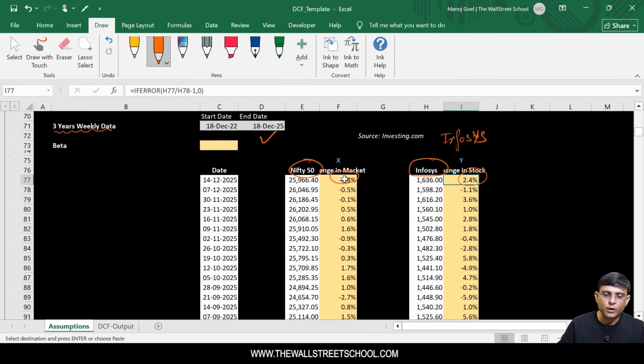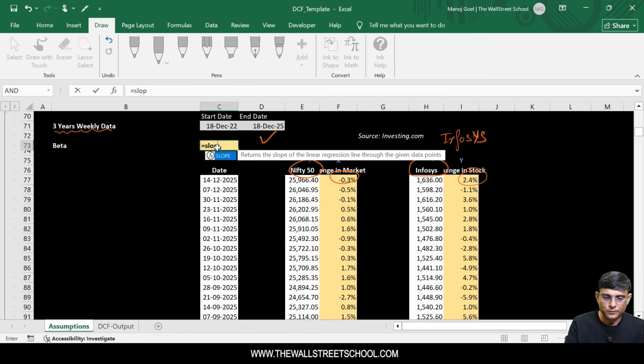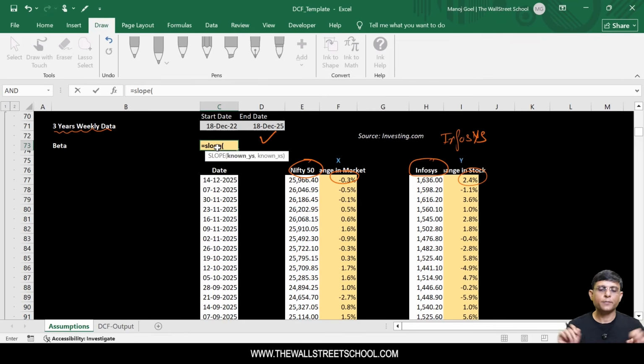Okay. Now to calculate beta, if you remember the SLOPE function, I'll put it in this cell. I'll use the SLOPE function, bracket start. First, it is asking you to link Y. So Y is what? Your stock change. Y is the dependent variable and X is the independent variable. So your stock price movement is dependent on the market, right? Not the market movement on the stock.